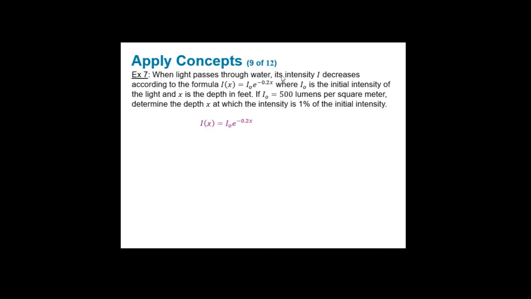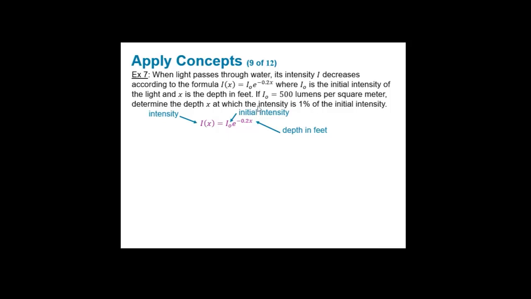So I of x is going to be the intensity. I naught, or I initial, is going to be that initial intensity. And x is going to be what? The depth in feet. So I got all of that information from the first sentence where they introduce the equation. Usually it's very close to where they introduce the equation, right?